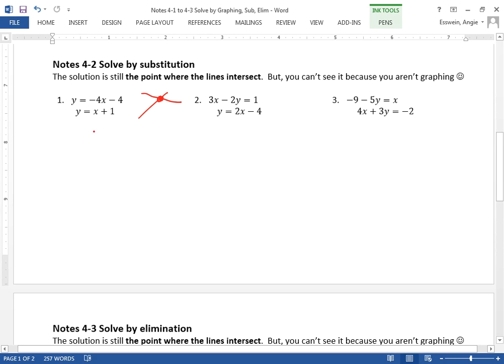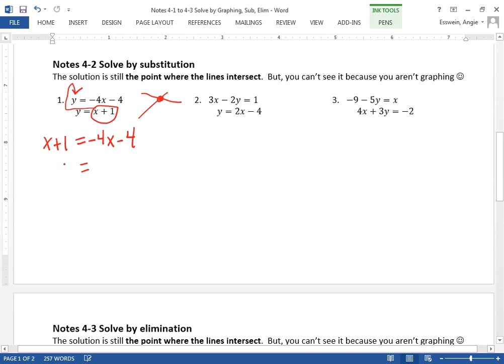So substitution is where you find x or y that's alone. Like let's take this, y is equal to x plus 1, and you substitute it in for the y in the other equation. So it's sort of like if both of these right sides are equal to y, then they equal each other. So you can go x plus 1 equals negative 4x minus 4, like that. That's the hardest part. And now we have one equation with one unknown.